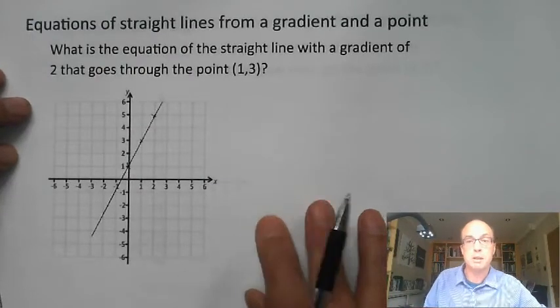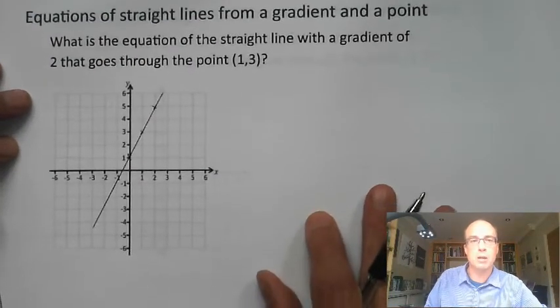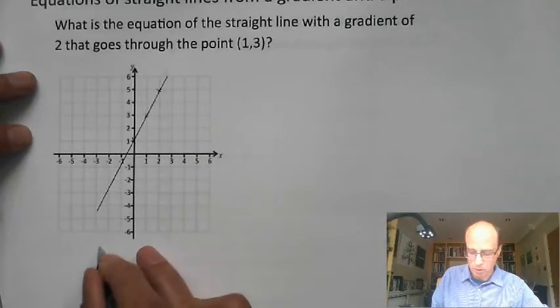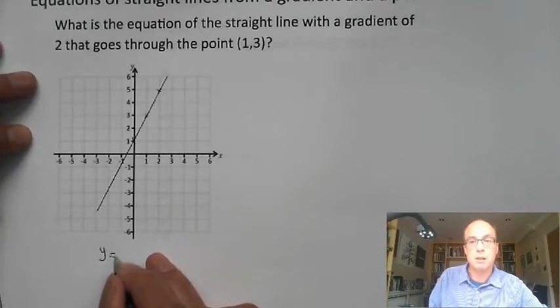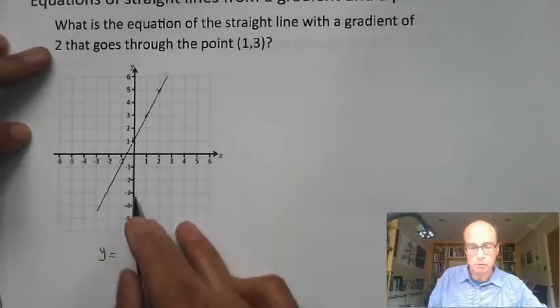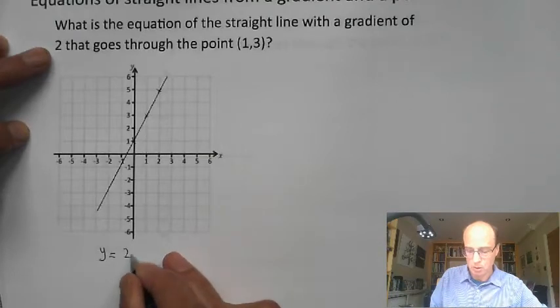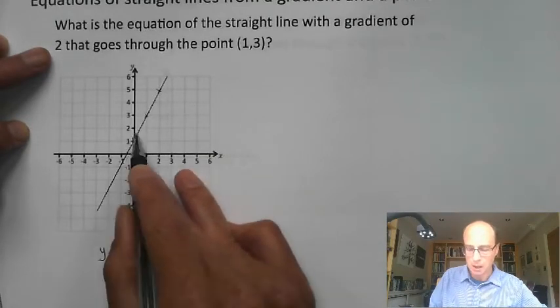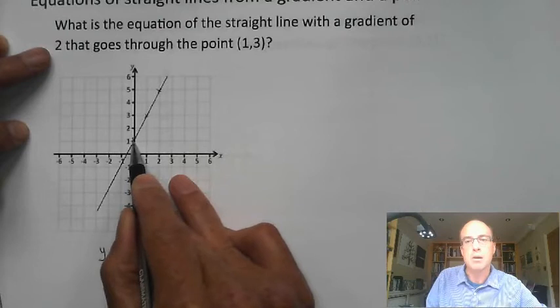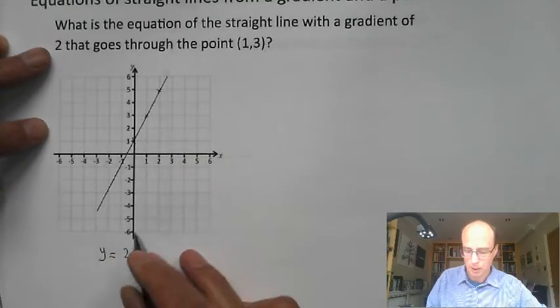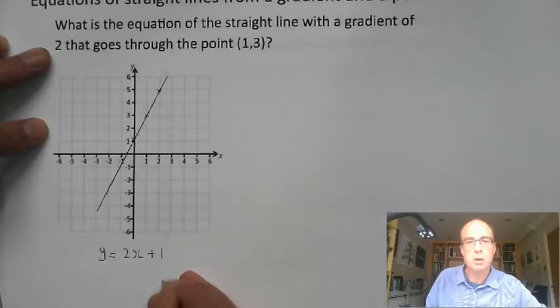And we had lots of practice last week at working out what the equation of that line was. We've got the formula, y equals mx plus c. We've got a gradient of 2, so y is equal to 2x, and the line goes through the point 1 on my y-axis, so my y-intercept is plus 1. y equals 2x plus 1.